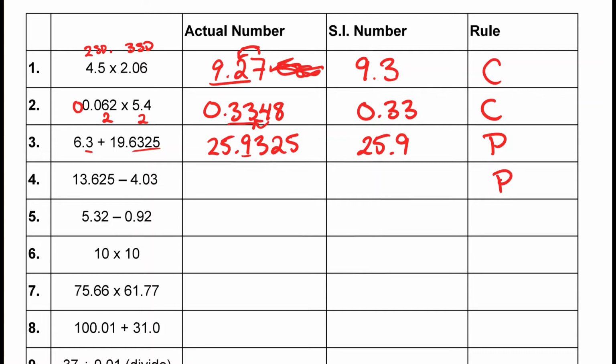Precision rule. 13.625 minus 4.03. That's 9.595. So because it's the precision rule, we got to take the least number of decimal places, 2 and 3. So we got 2 decimal places here. So 9.59, should the 9 stay as a 9 or should it round up? The next digit is a 5, so it's going to round it up. So the 9 gets turned into a 10. So 1 plus 5 is 6.